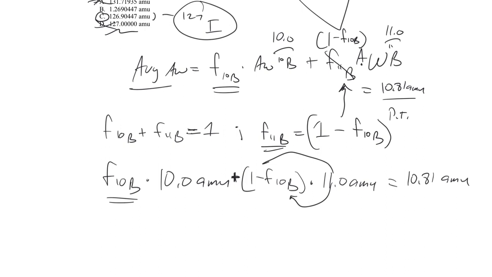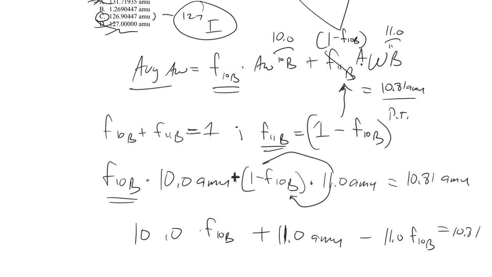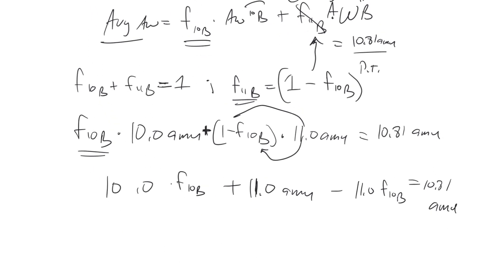I don't know how much time we want to spend here, but I'd have 10.0 times the fraction of 10 boron plus 11.0 AMU minus 11.0 times the fraction of 10 boron, equal to 10.81. You guys see how I just did the factoring, then I'm doing some rearranging of the numbers, and then I might want to combine these numbers here. I might want to subtract 11 AMU from both sides.